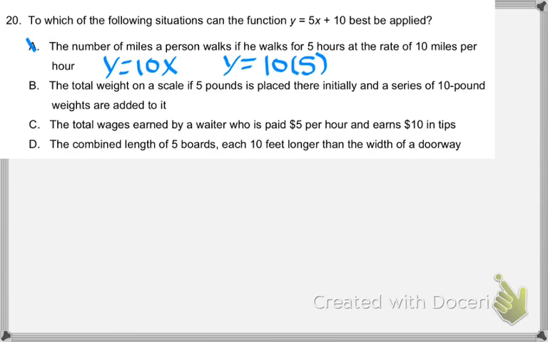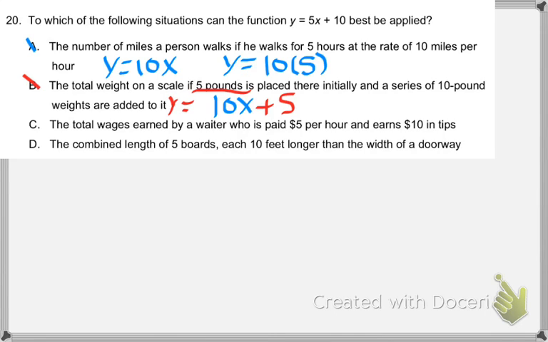Okay, B. The total weight on a scale if 5 pounds is placed there initially and a series of 10-pound weights are added to it. Well, in this example, those 10-pound weights are happening more than once. So those 10-pound weights are being multiplied by x, the number of weights you add. So it's 10x. And that 5 pounds initially is only happening once, and it's adding to the weight, so it's 10x plus 5. Well, this is almost the exact opposite of what we need. That's y equals 10x plus 5, so that's not going to work either.